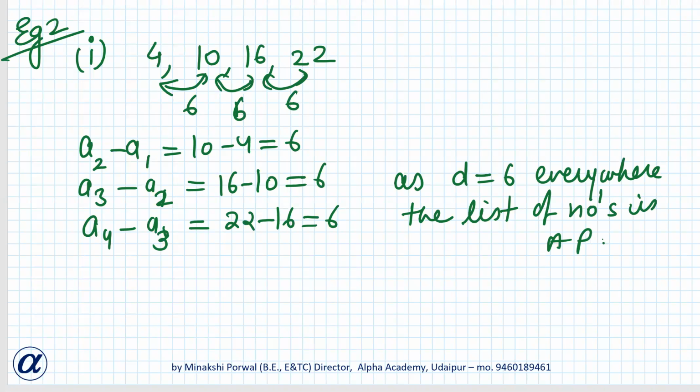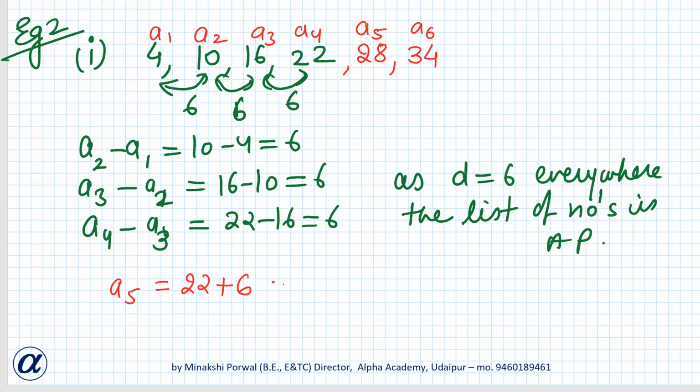And if they form an AP, we have to find the next two terms. So we can just add 22 plus 6, 28, 28 plus 6, 34. So you can write here, this is A1, this is A2, A3, A4, A5 and A6. A5 equals A4 plus 6, that is equal to 28, and A6 equals A5 plus 6, that is equal to 34.